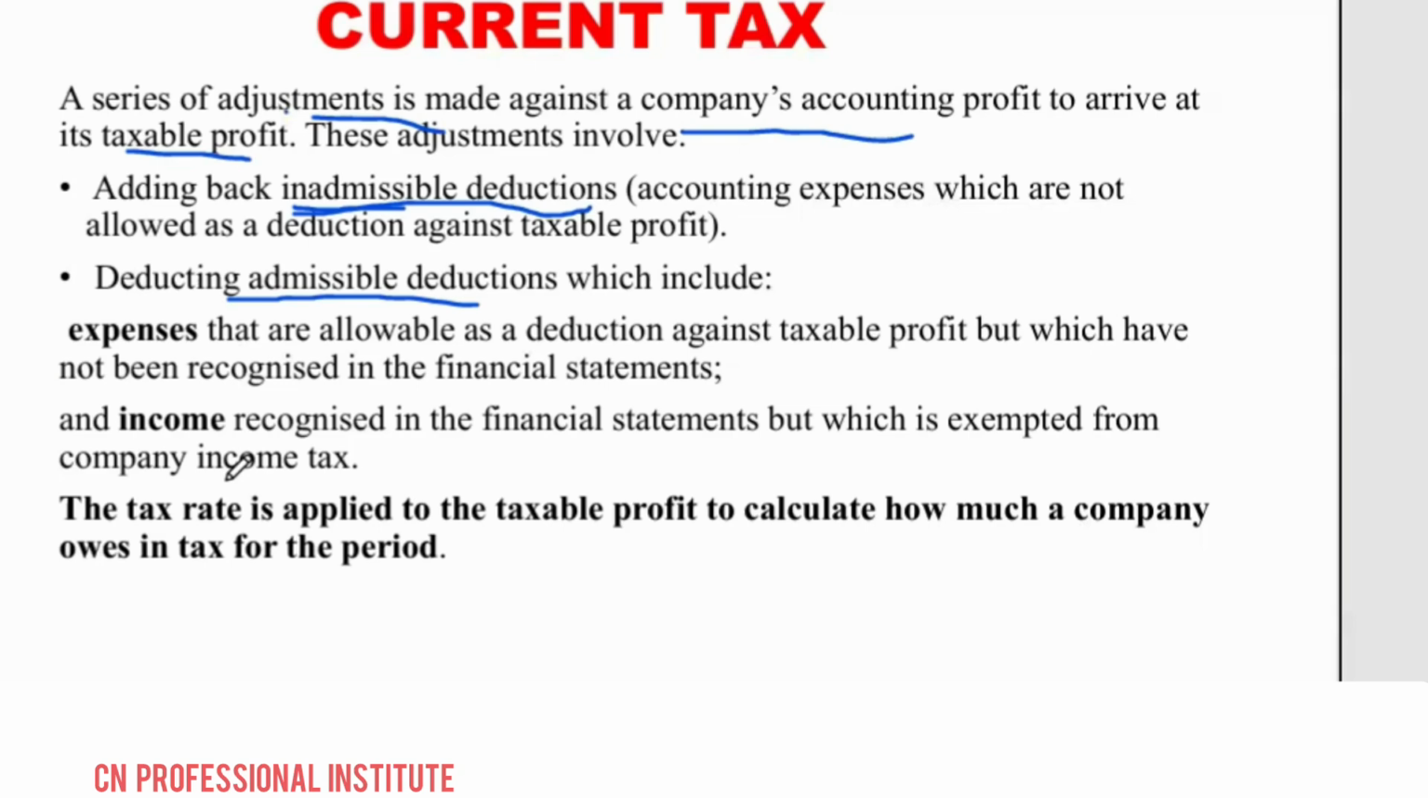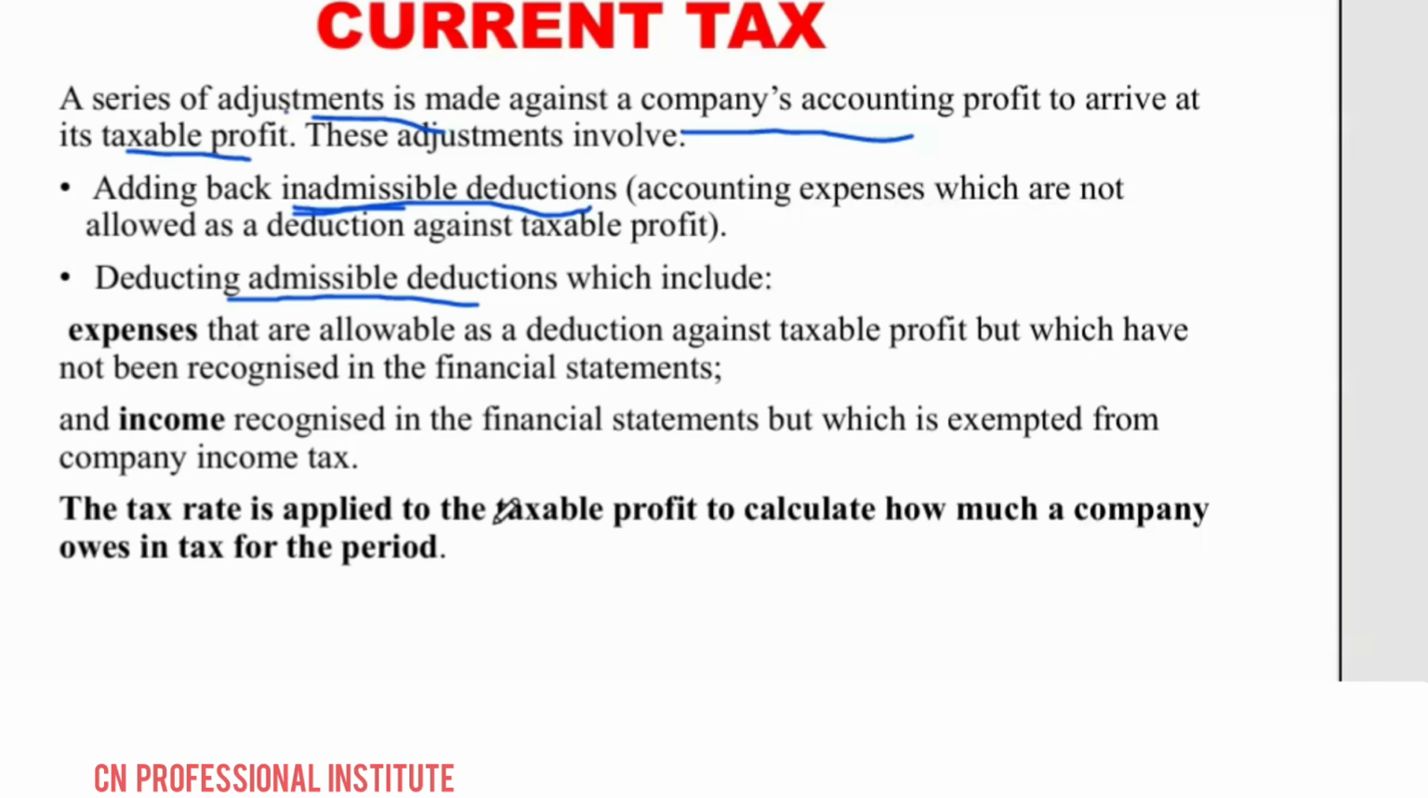So this thing is nothing like add back, disallow. It's not really anything. Ask yourself, how did you arrive at profit? If you less the expense and the expense is not deductible, it is inadmissible, go and add it back. If you include an income and that income has increased your profit, but it is not taxable, go and less it. That is all.